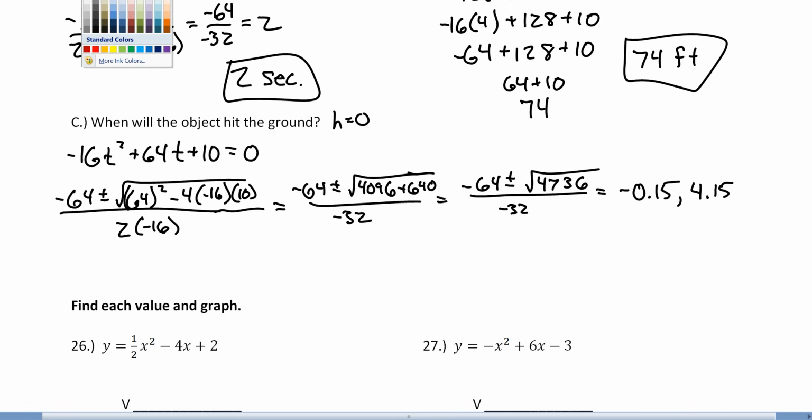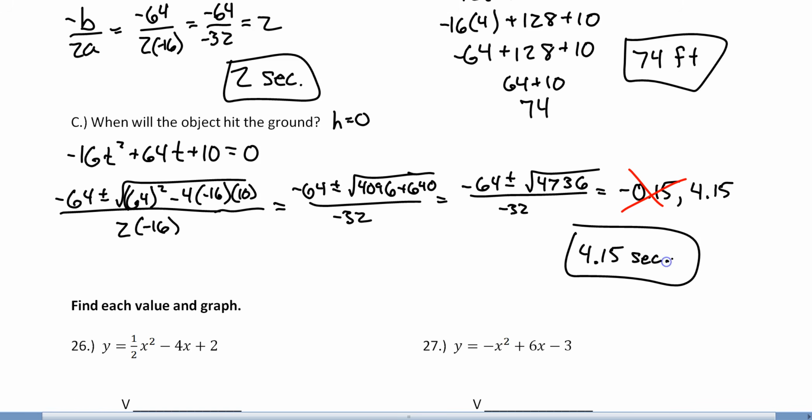Well, we know right away that time can't be negative, so I'm just going to get rid of this negative answer. For the purposes of this question, the negative answer does not help me. I only want the positive answer. It's 4.15 seconds. That's it.